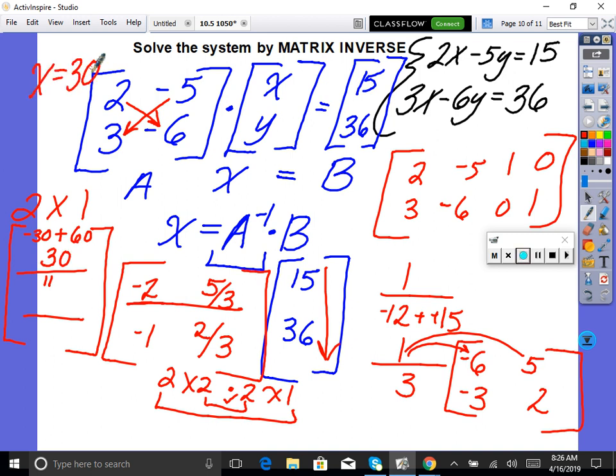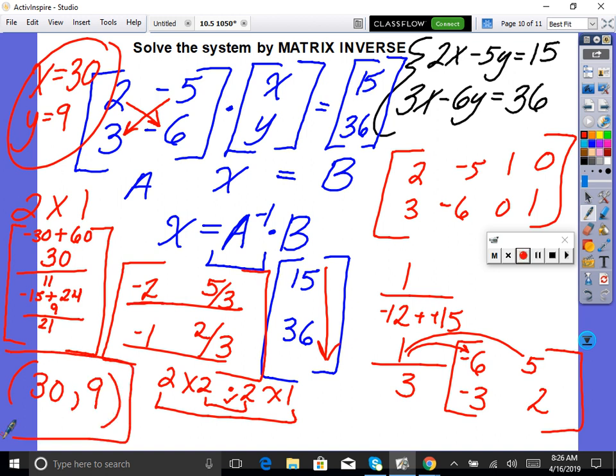Sweet. Let's go to second row, first column. Second row times our first column. -15 plus, and then I'm going to do 36 divided by 3, which is 12. 12 times 2 is 24. So then we get 9. So then y equals 9. Oh, I see what you're saying. So yes, good point. We probably should write our answer as 30, 9. Good point. Any questions on that?